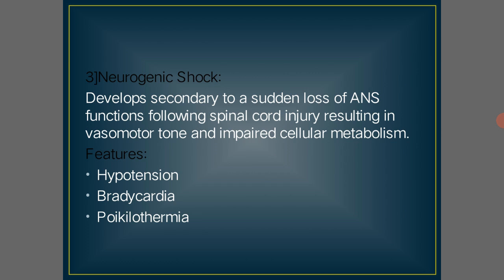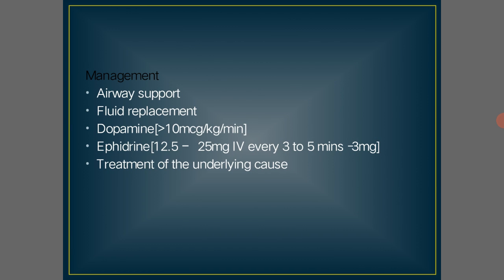Third subtype is neurogenic shock. It develops secondary to a sudden loss of ANS functions following spinal cord injury, resulting in loss of vasomotor tone and impaired cellular metabolism. Features: hypotension, bradycardia, poikilothermia. Management: it is managed by airway support, fluid replacement, dopamine, ephedrine, and treatment of the underlying cause.